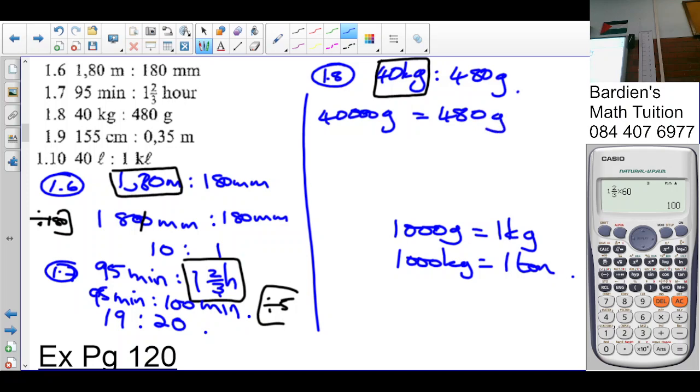Not equals, but is to. It's a ratio, no? So that is not an equation. So what number goes into both? You can divide it by? Put 40 and 480 in your calculator, that will cancel, and it will give you 1,000 is to 12. That will cancel, because 48 divided by 4 is 12, no?